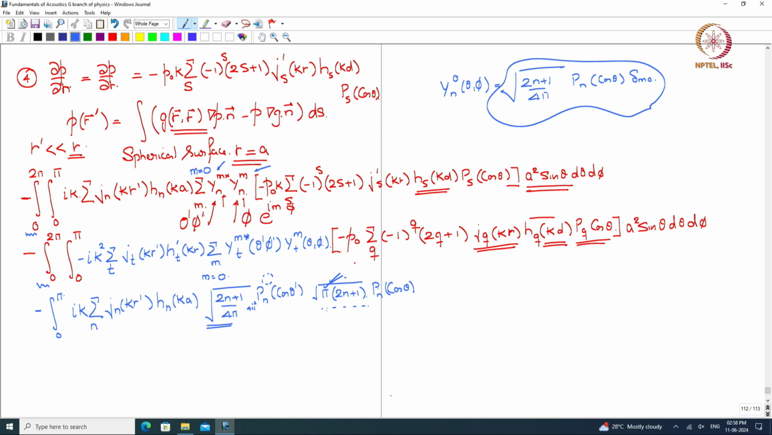Okay, so now, that being the case, the inside over here, what do we get is minus p0k, summation over s minus 1 to the power s 2s plus 1 j dash s ka hs of kd Ps cos theta a square sin theta d theta.